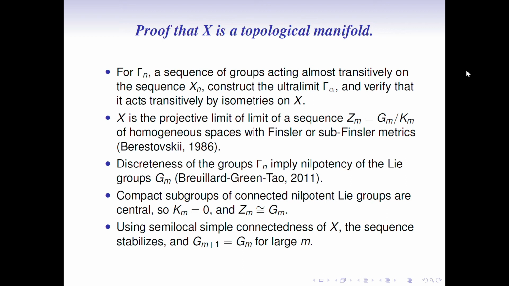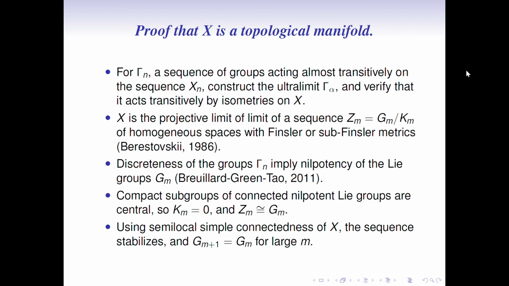The next step will be observing that compact subgroups of nilpotent Lie groups are central, and for faithful actions, a stabilizer can only be normal if it is trivial, so the actions of Gm on Gm over Km are free, and we can identify these two spaces. Finally, using the semi-local simple connectedness hypothesis, we are able to show that the sequence Gm stabilizes, and X is a nilpotent Lie group. Then what we do is quite tricky.